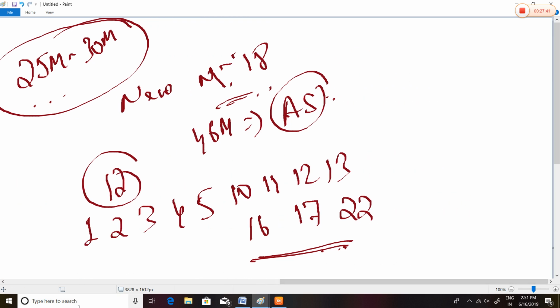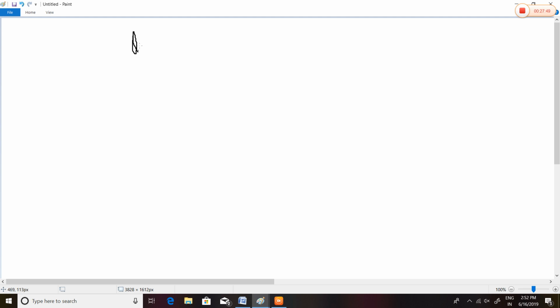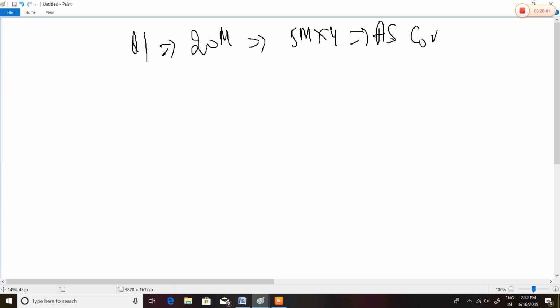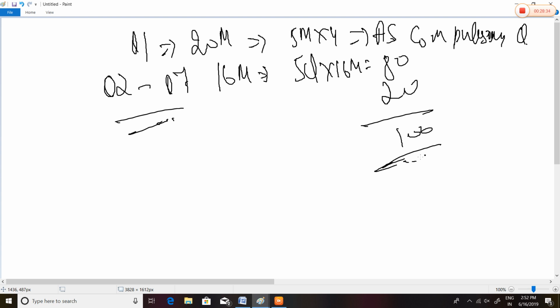Now, the paper pattern for the old course. Question number 1 will be 20 marks, in the same pattern, 5 marks into 4 questions of accounting standards. It will be compulsory, and you will get an option of 6 more questions, question 2 to question 7, of 16 marks each, and you have to solve any 5 questions. That makes 80, and 20 marks is question number 1, total 100 marks.